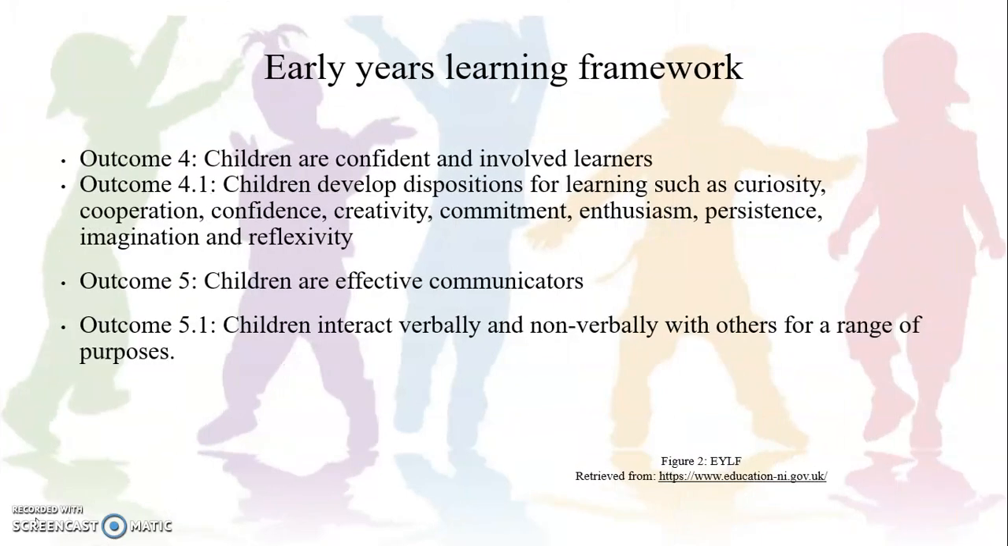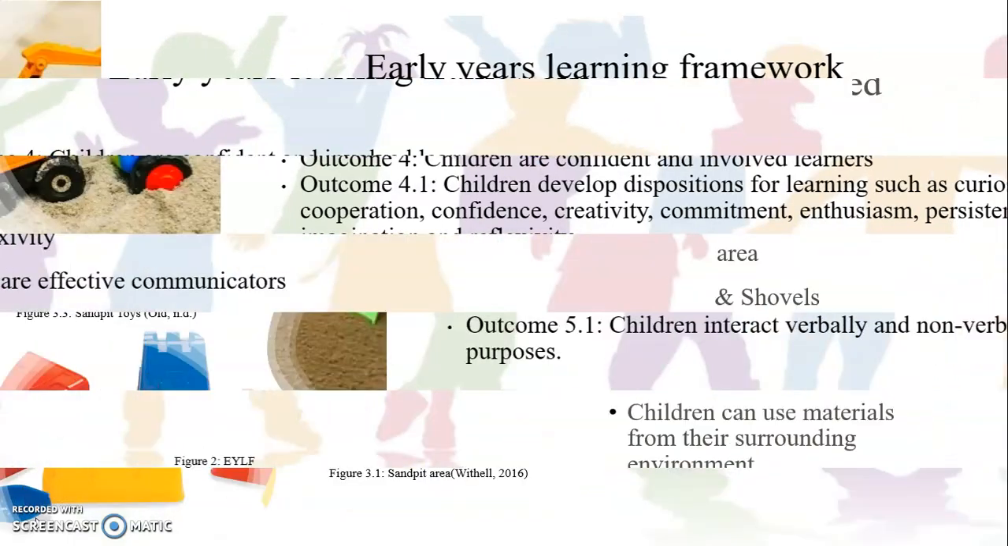Since this activity is about children aged 4 to 5, it connects to earlier learning frameworks. This activity relates to outcome 4. Children are confident and involved learners. Specifically 4.1, children develop dispositions for learning such as curiosity, cooperation, confidence, creativity, commitment, enthusiasm, persistence, imagination, and reflexivity. The activity links to outcome 5. Children are effective communicators. In particular, 5.1, children interact verbally and non-verbally with others for a range of purposes.